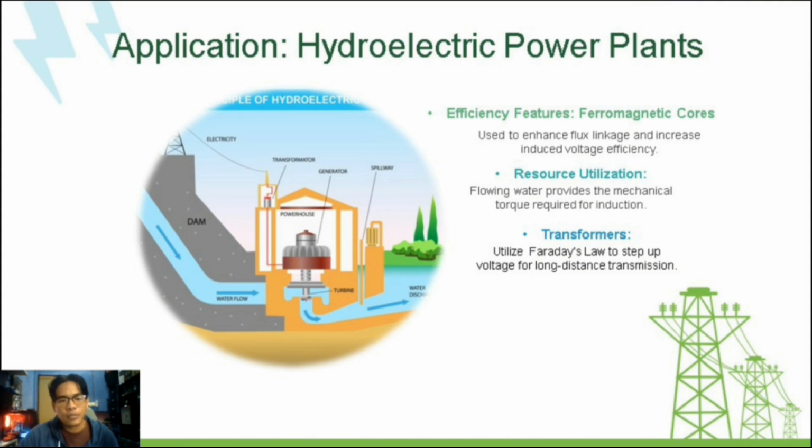This is where the transformers come in. The transformer also relies on Faraday's law to step up the voltage. By increasing the voltage, we can transmit the power over a long distance through the national grid with minimal loss, ensuring the energy reaches the consumer efficiently.